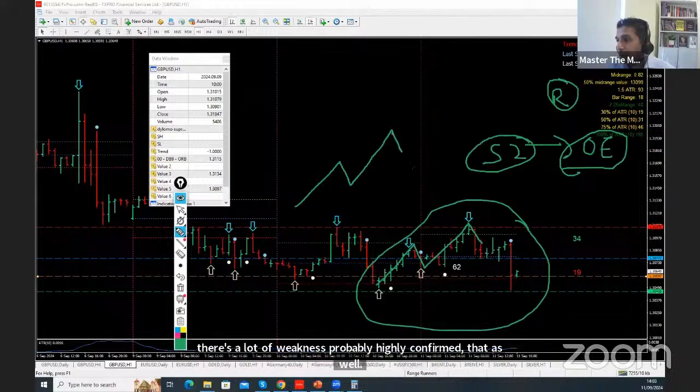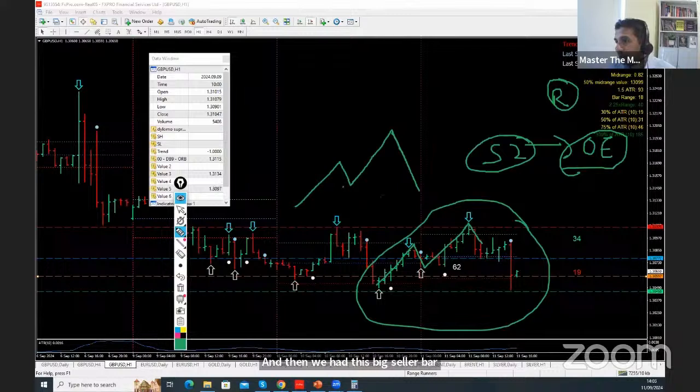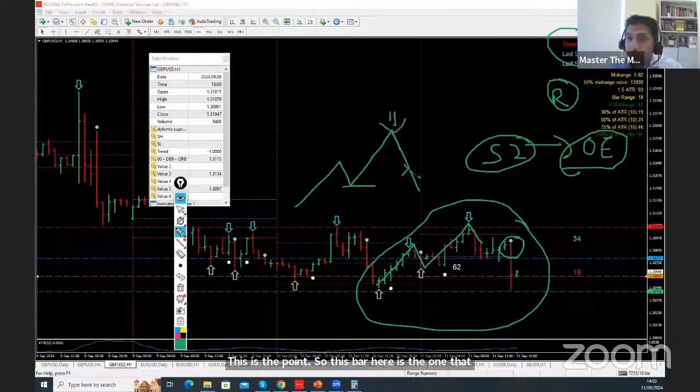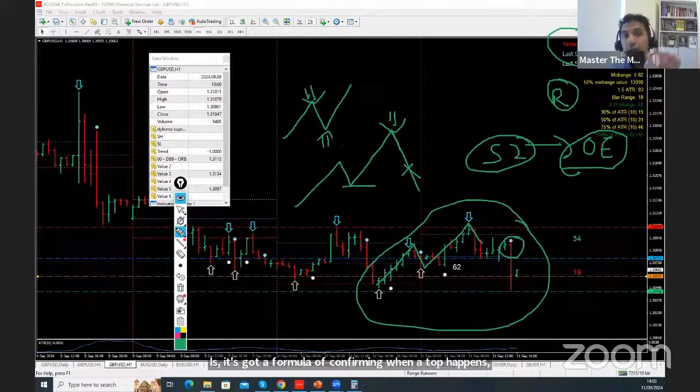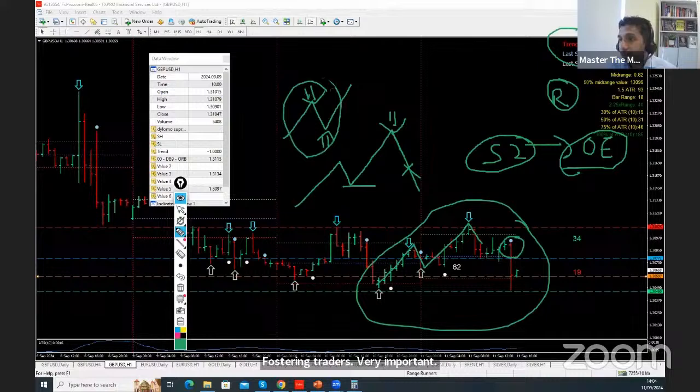And then we had this big seller bar come in, take out that level and turn this into a downtrend, right? Now, this is the point. This bar here is the one that confirmed the top according to our SMI, right? All the SMI does is it's got a quantified formula of confirming when a top happens and when a bottom happens. Very pivotal for swing traders, very important. That's the main thing it does. After that, then you got all the different stats that you can get out of it.